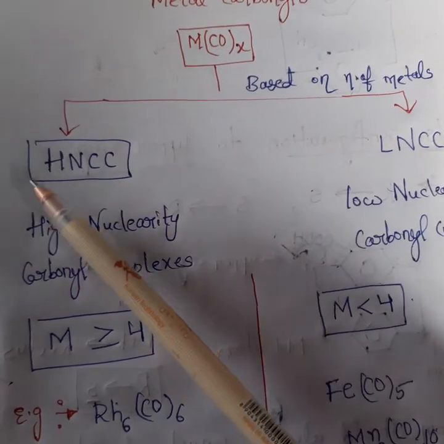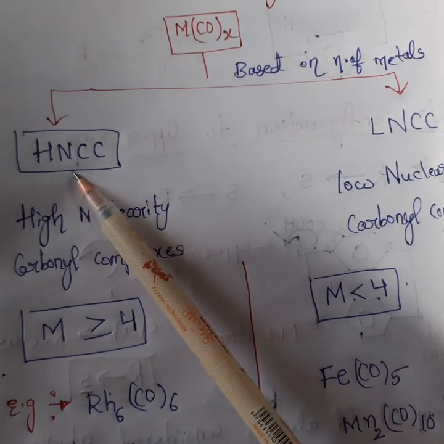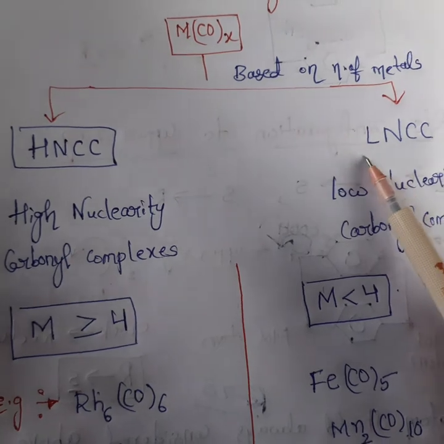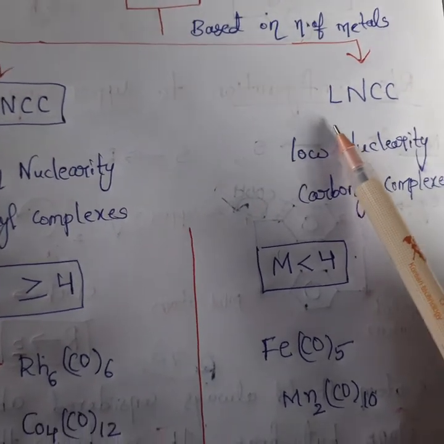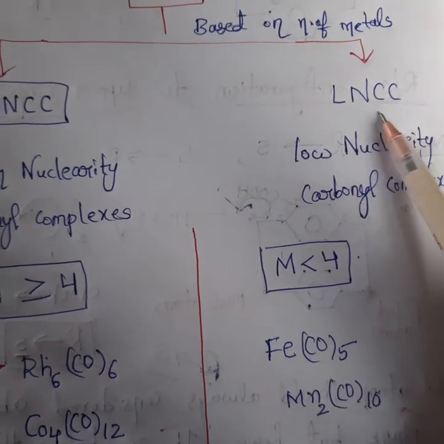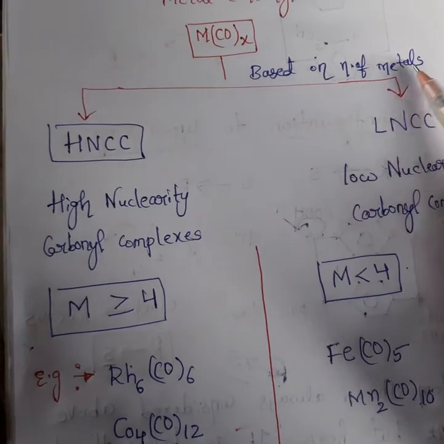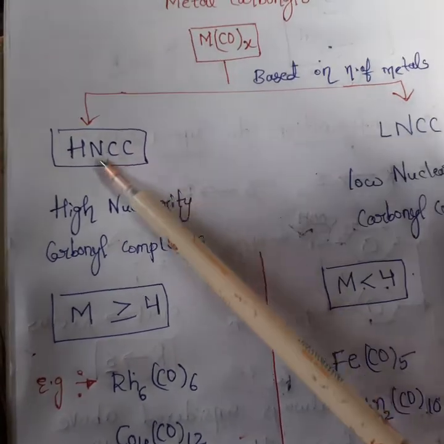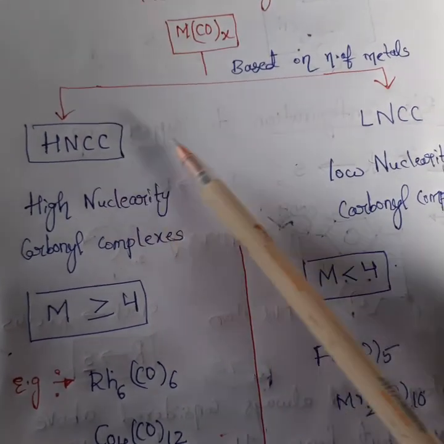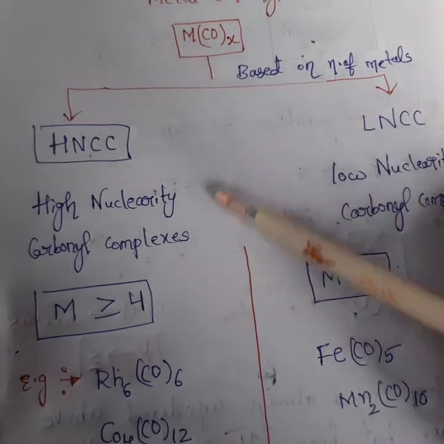HNCC means high nuclearity carbonyl complexes. This is low nuclearity carbonyl complexes. Just now I said that based on the number of metals they are classified into these two types, high nuclearity carbonyl complexes and low nuclearity carbonyl complexes. Let us see how they are classified.